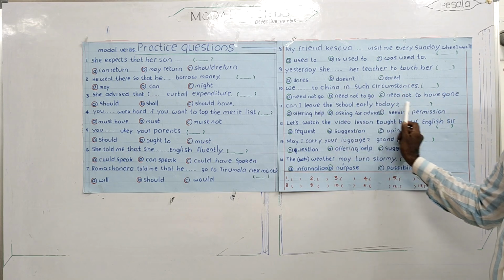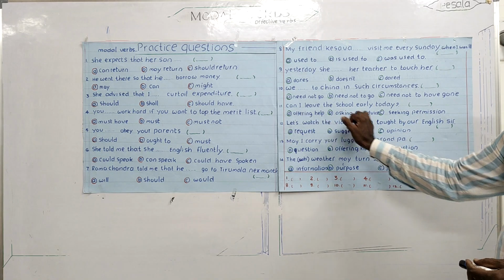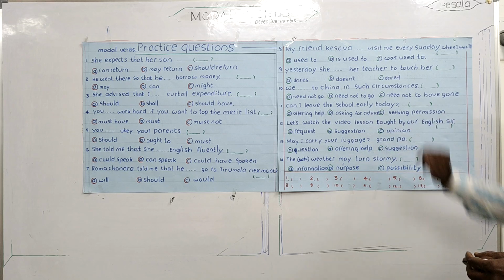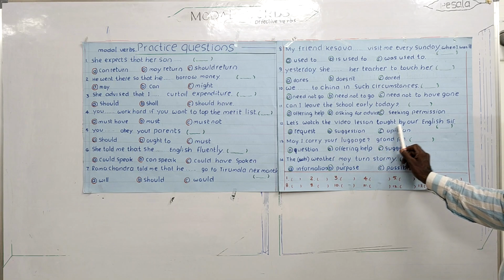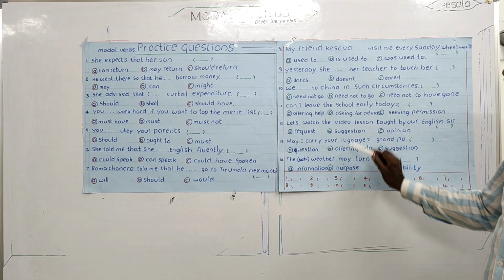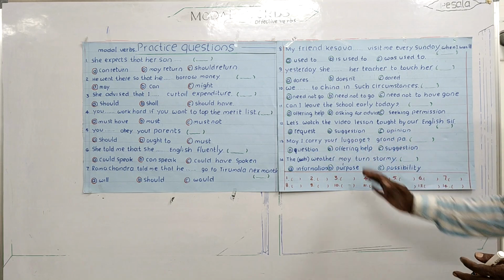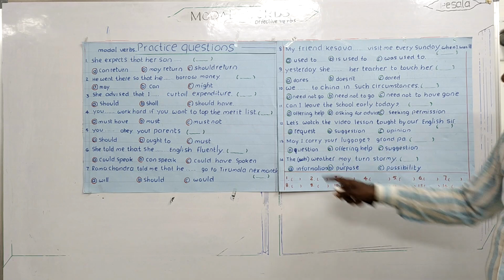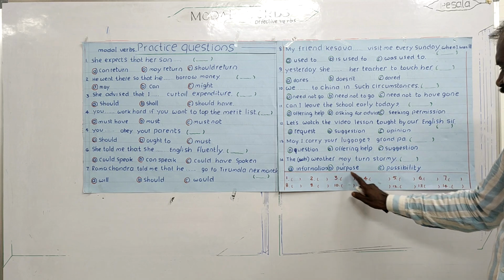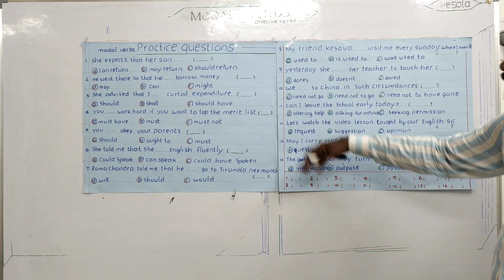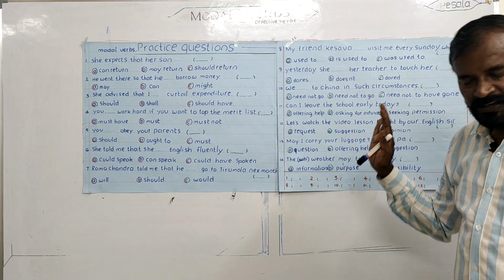Can I leave the school early today? It is seeking permission. Let's watch the video lesson taught by our English master. It is a suggestion. May I carry your luggage, Grandpa? It is offering help. Last. The weather may turn stormy. It is possibility. It's about practice questions and modal verbs. Okay, thank you one and all.